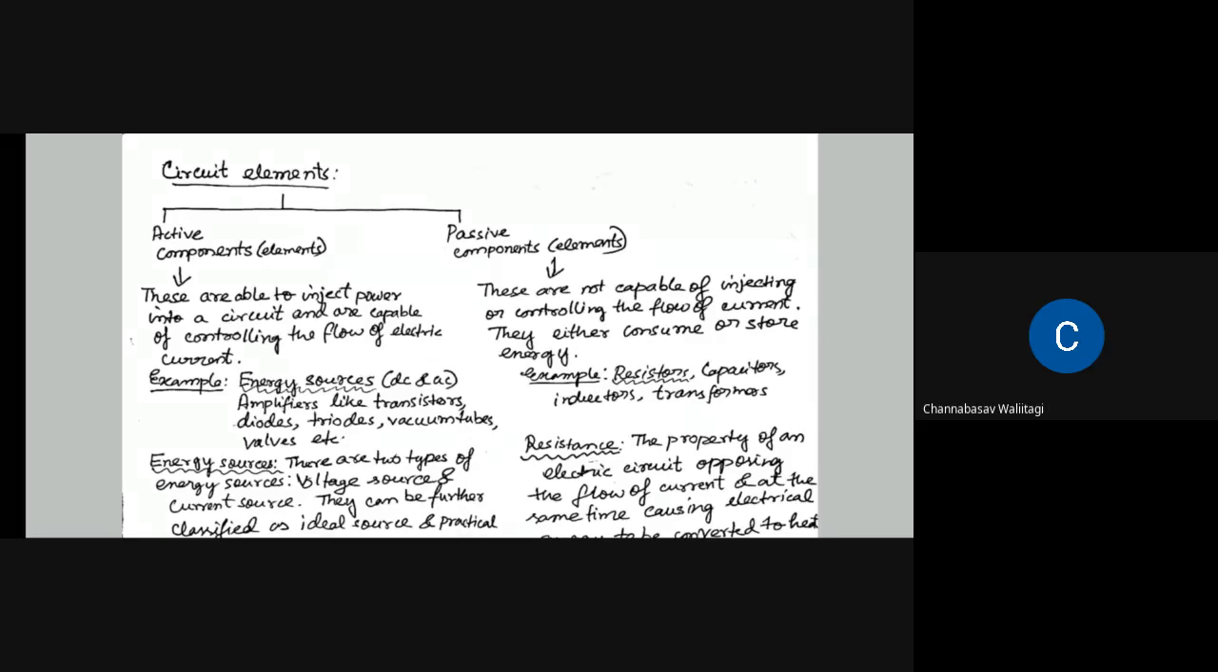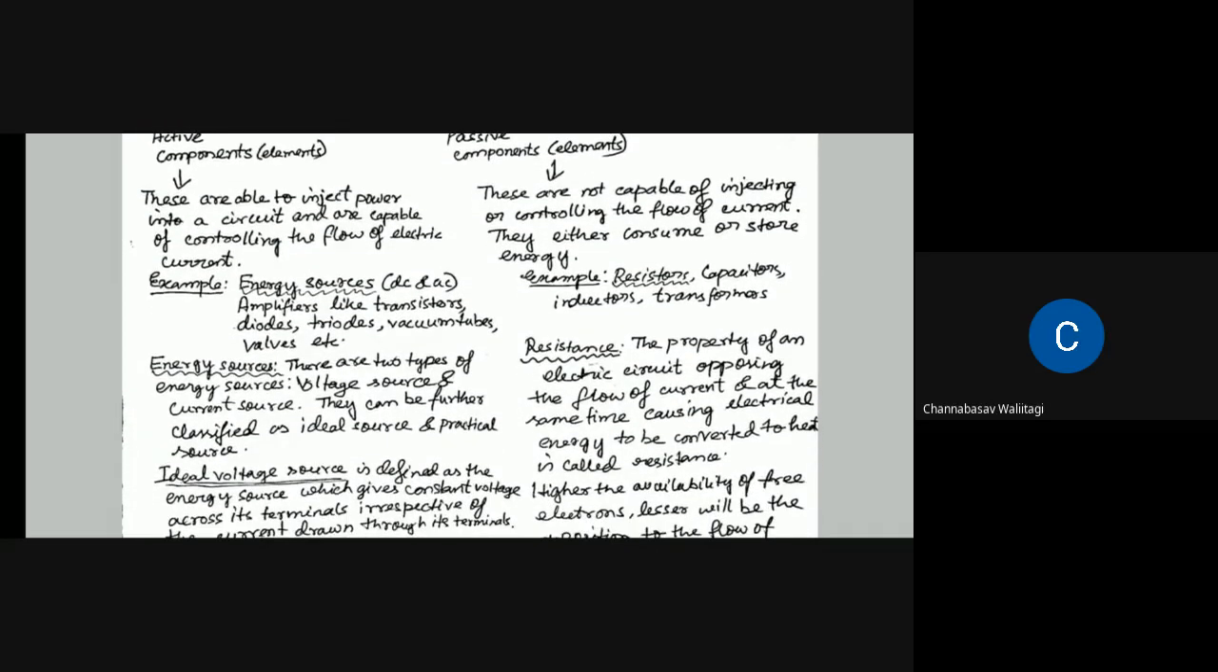Fine. So, coming to the circuit elements that we did from the previous class, that is the active elements and the passive elements, or the active components or the passive components. Active elements or components are those which are the energy sources, means the voltage source or the current source, which gives us the supply of power or the flow of power in the circuit.